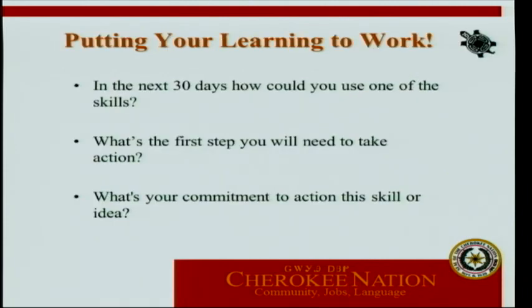So, on your paper, the last page is the one with the slides. I want you to write down what skill you've learned today that you're going to implement in the next 30 days. What's the first step you're going to take to implement that? And then what's your commitment to really improve that skill? I want you to think about that. Those are yours. I don't want that. I want you to know that. That's information for you, to help you.